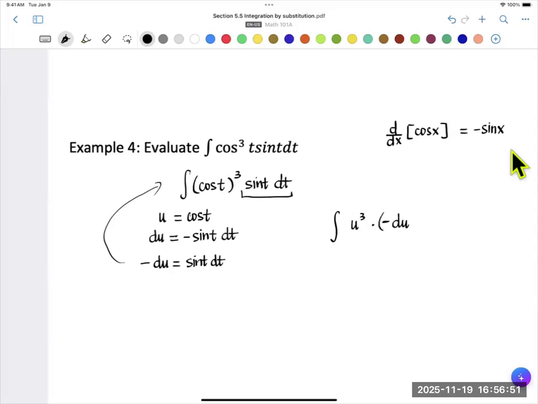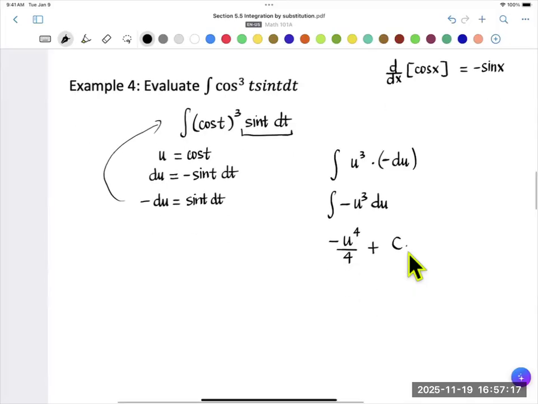Right, so don't write the expression like this, because it's easy to get confused into thinking you're going to take u to the power 3 minus du. So I would suggest bringing the negative to the front of the u cubed. So you have negative u to the power 3 du. And applying the power rule, we have negative u to the power 4 over 4 plus c. And our u in this case is cosine t, so you have negative cosine t to the power 4 over 4 plus c. So that is how you use u-substitution.